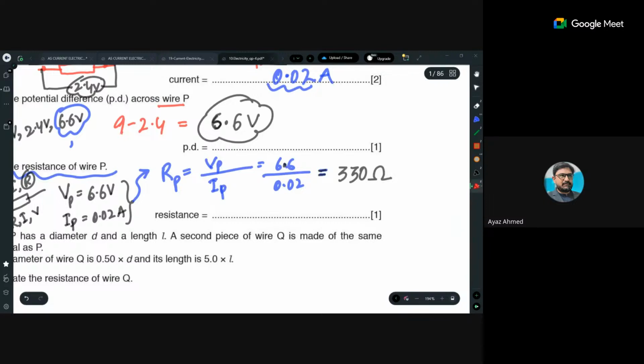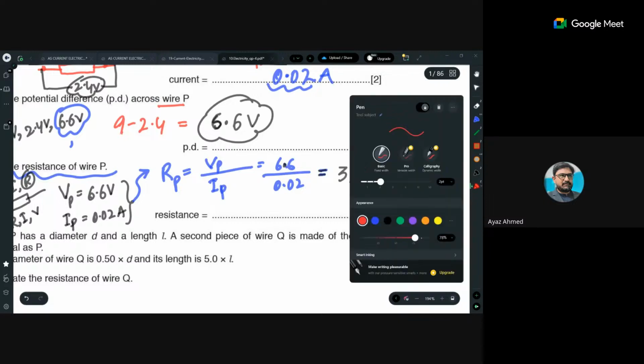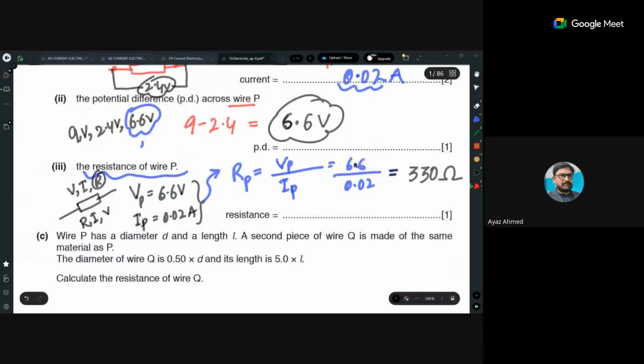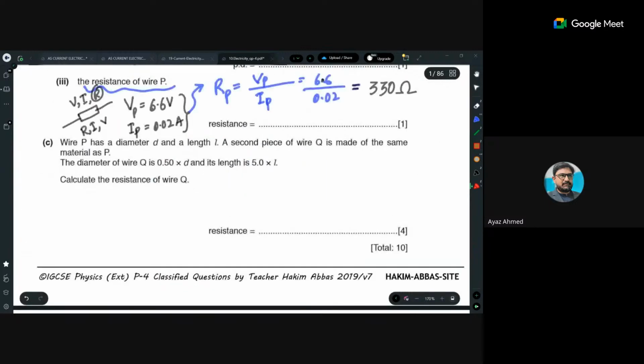So what did you learn from here? That V is equal to IR is the basic key formula for every calculation, but it varies from component to component, and you have to take care of the values when you are using different components. So I believe that it would be very helpful for you.